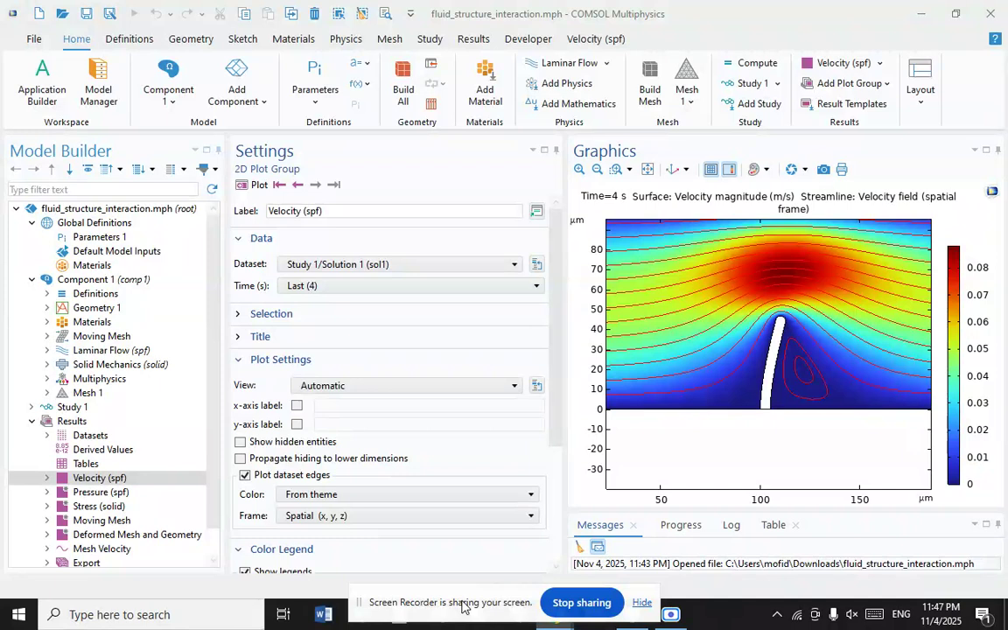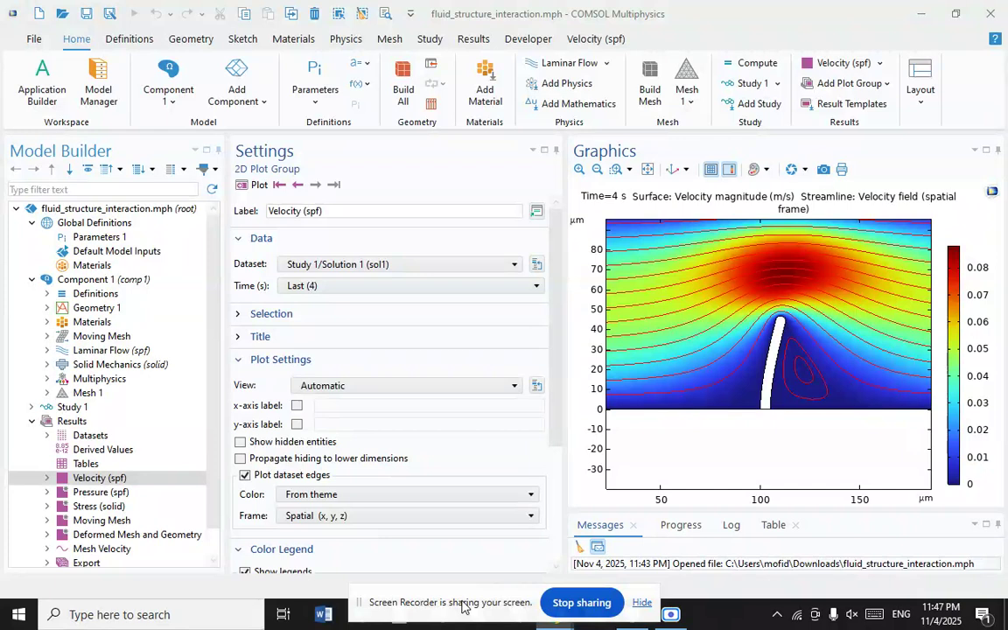An example of a fluid structure interaction. The first one is in nature. The swimming of microorganisms, the flow of blood through arteries, and the movement of plants in the water. And in engineering, for example, aerospace, flutter and buffeting of aircraft wings. The next one is civil engineering, vibrations and collapse of bridges under wind loads.